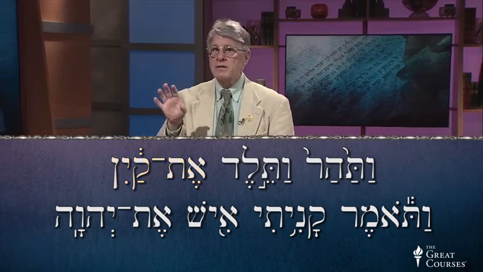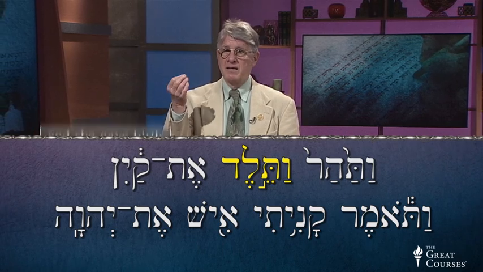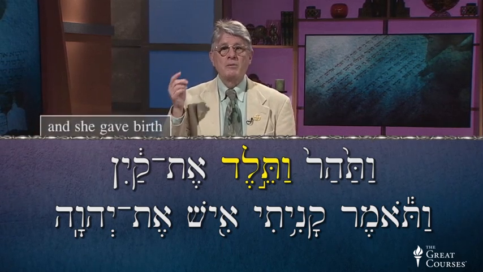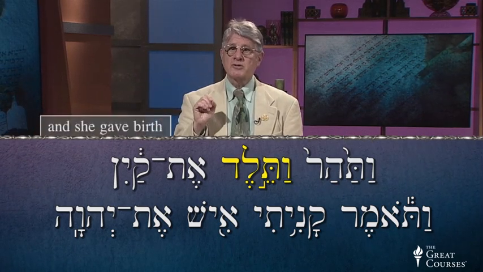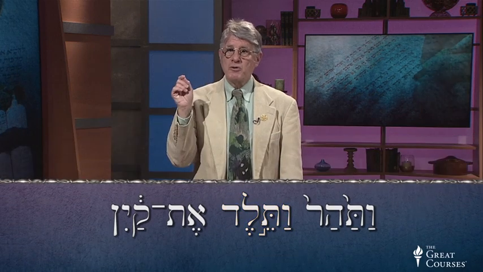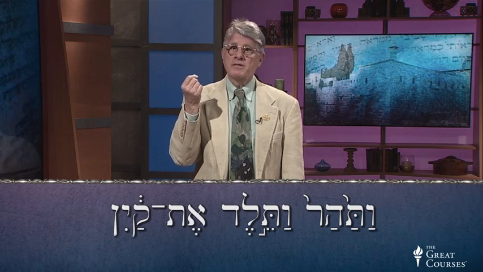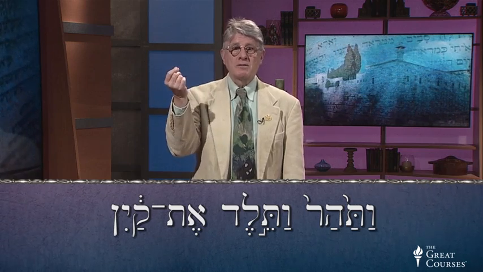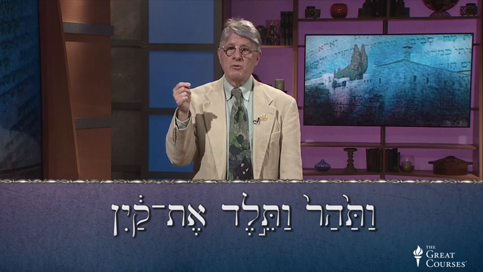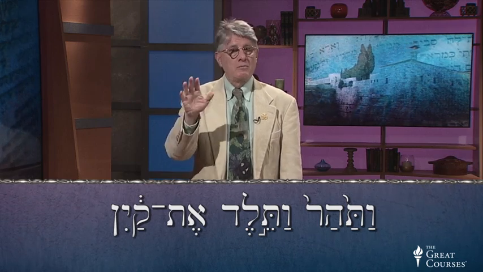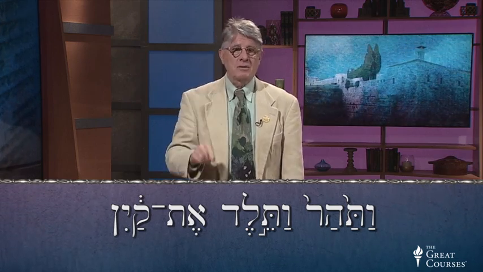I haven't explained the verb vateled, and she gave birth, because that's the subject of our next lecture. Sneak preview, since we've seen the word yeled, a child, you might guess that the root of this verb is yud lamed dalet. A child in Hebrew is someone who was born. Much, much more about that next time. In the little bit of time we have left, I want to take a quick look at verse 2b.